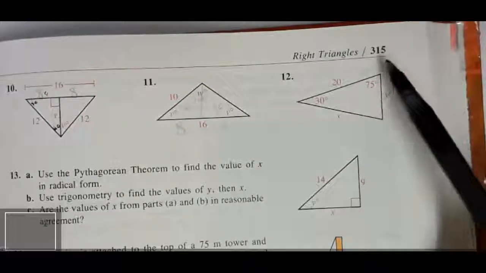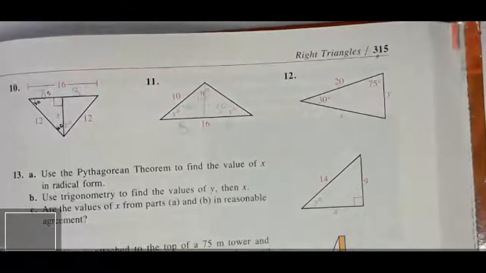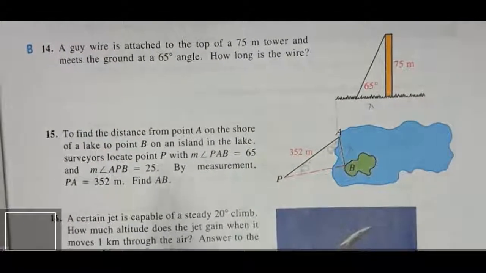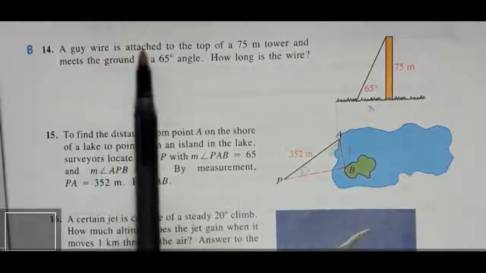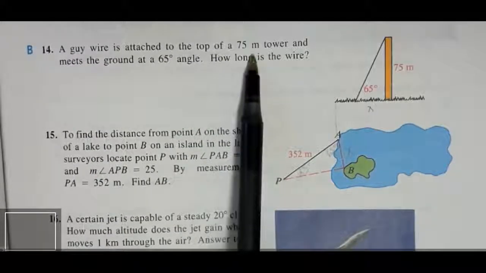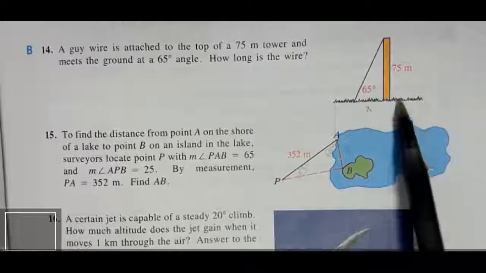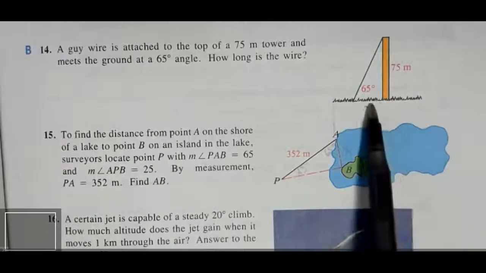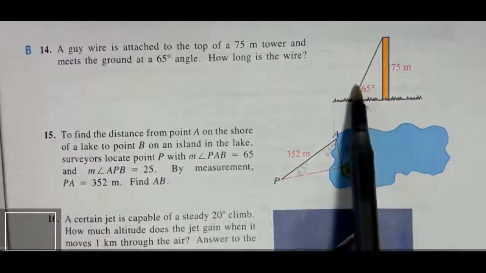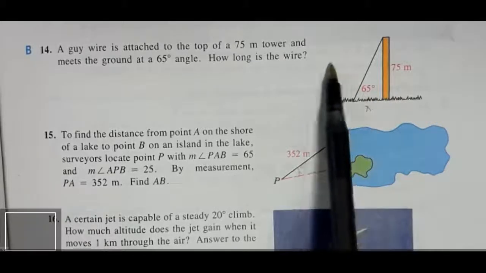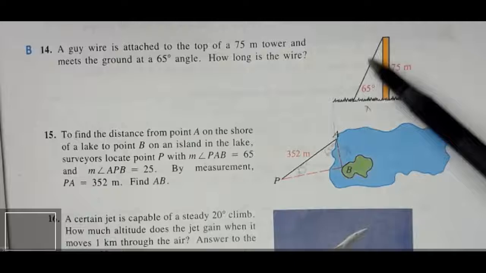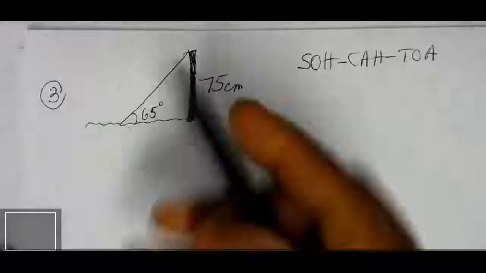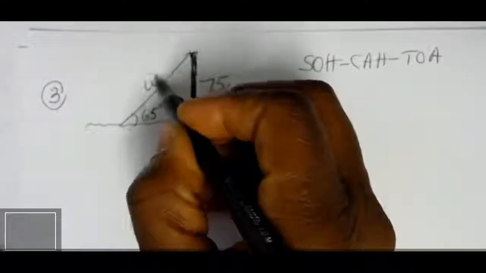All right, let's solve a word problem from your textbook, page 315. There's a bunch of them there. Let's look at number 14. A guy wire is attached to the top of a 75-meter tower, which is the drawing. This is the tower, and it meets the ground at a 65-degree angle. How long is the wire? So the black line here is the wire. All right, so I drew that out here. That's the wire. We can represent it with a variable, maybe W for wire.